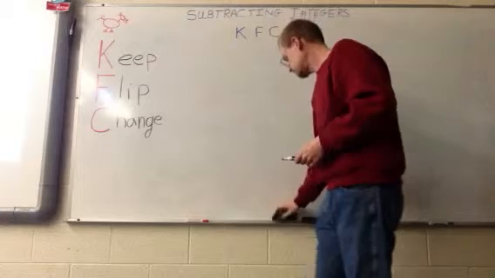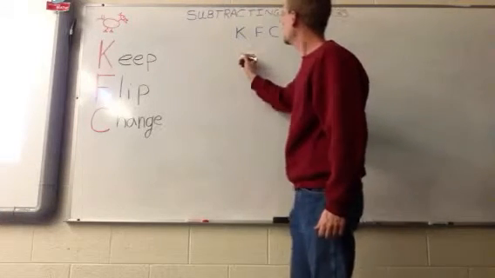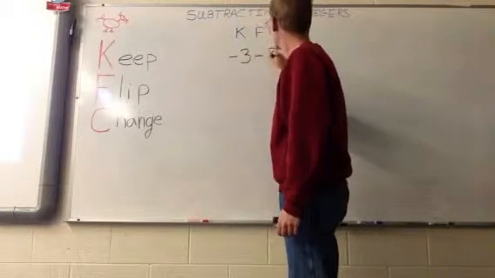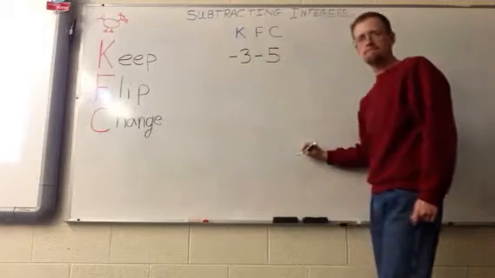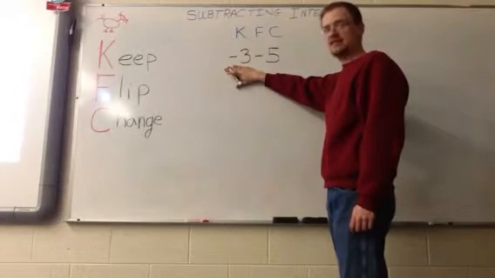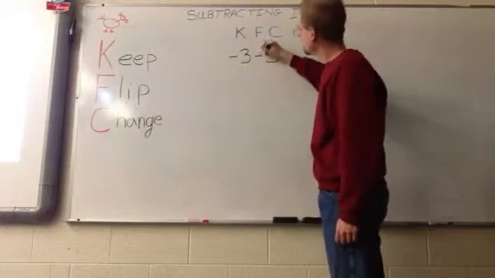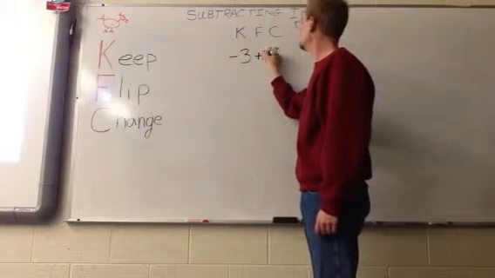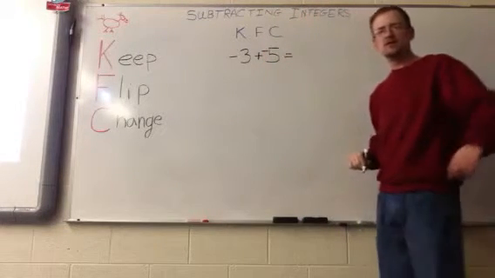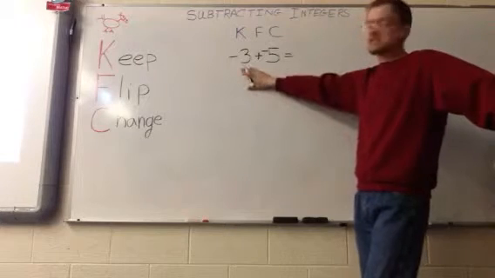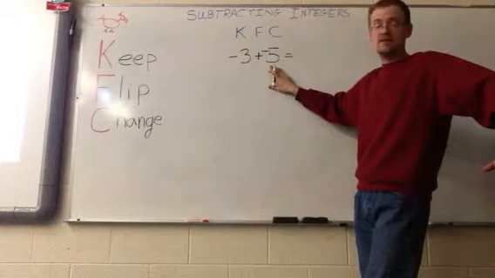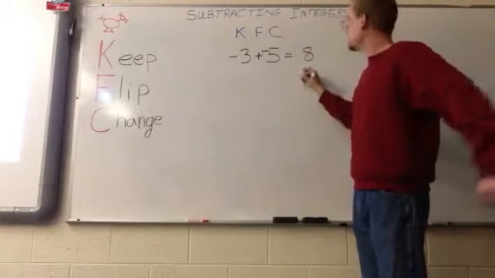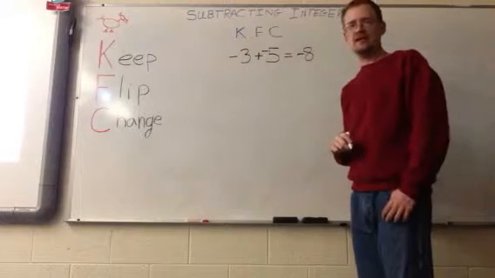Let's keep looking. Let's work with negative 3 minus 5. Keep the first number the same. Flip the sign. Change the sign of the last number to a negative. Now we have an addition problem. Same sign on each number. Negative 3 and negative 5. So we add them. 8. Since it's both negatives, it's a negative 8.